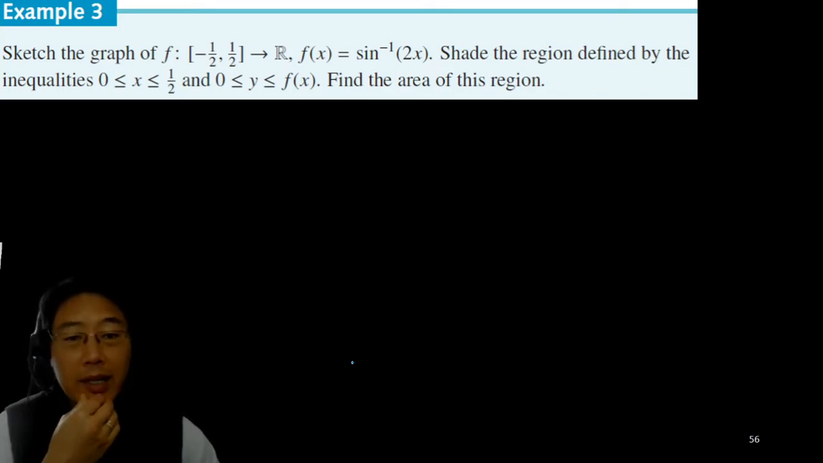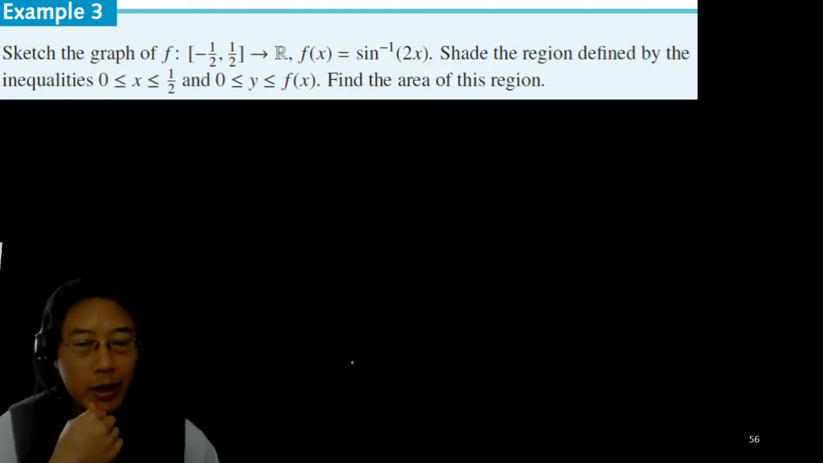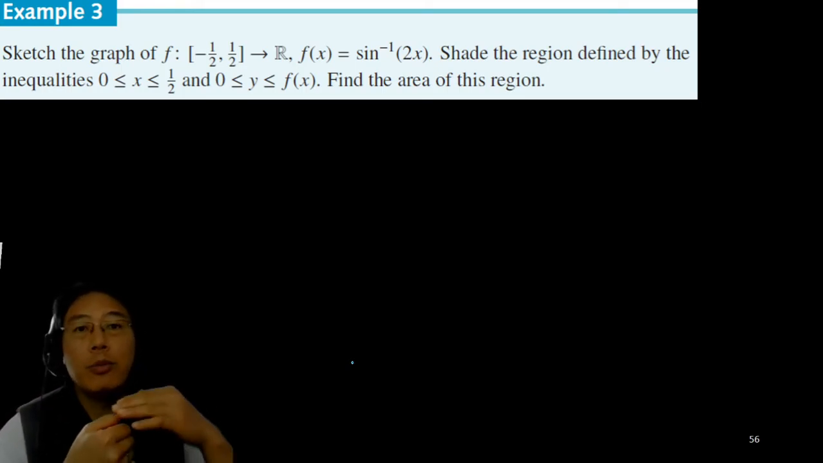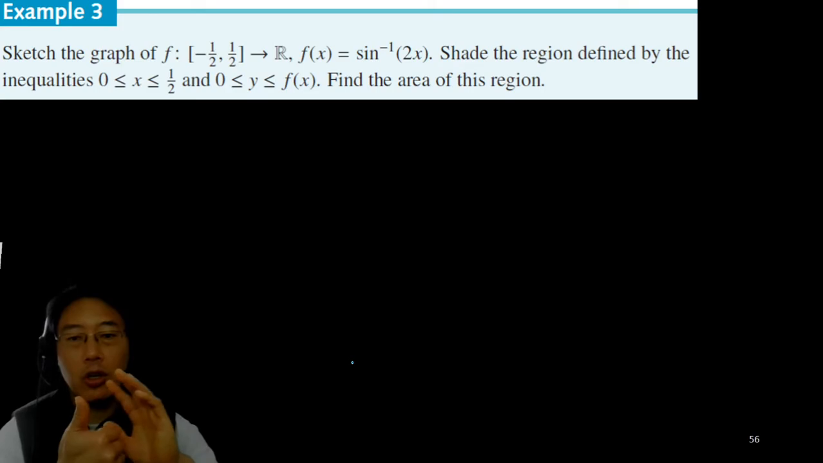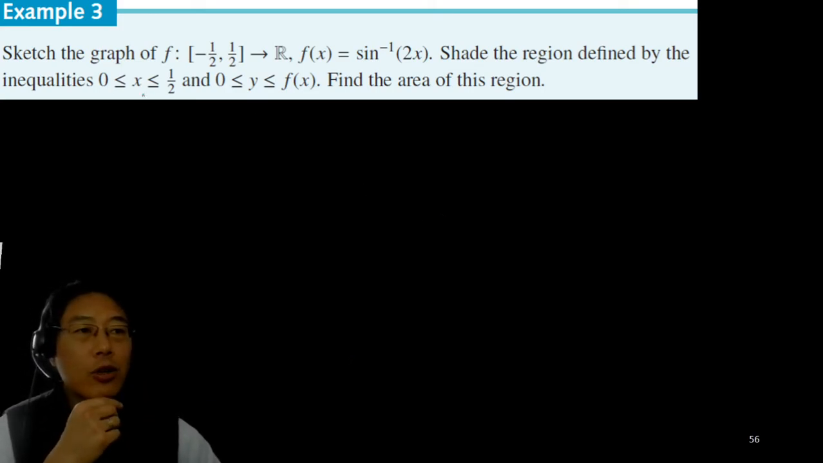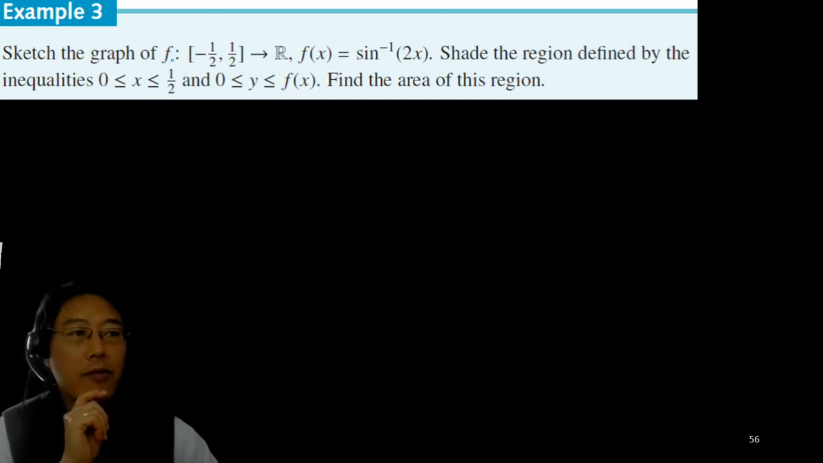So if you have a CAS calculator, graph the function to get an idea. Make sure you zoom out, you move your window to make sure you include all the required, the positive function, negative function, and identify your intercepts. Okay, so here you have this sketch of f.